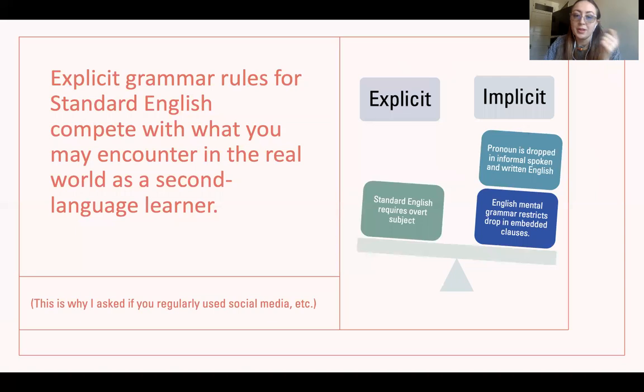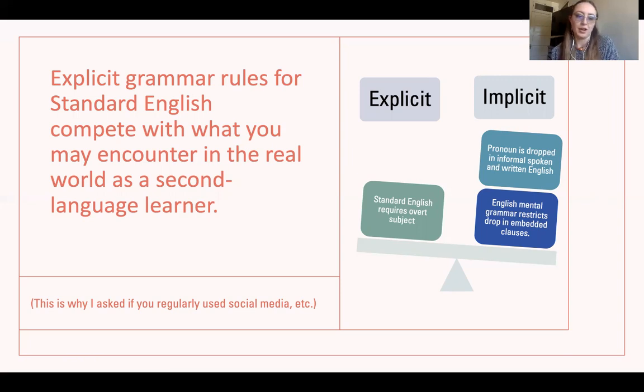The reason that this experiment is interesting is because we can look at something that's register-based, which means it only occurs within specific sub-environments of the language. It's a register that is only used in appropriate settings. It's not standard English. So the rules that you're taught in school when you're learning English as a second language learner, especially one that comes from a null subject language like Italian, you usually learn that you always need a pronoun in English. You always need to say it out loud.